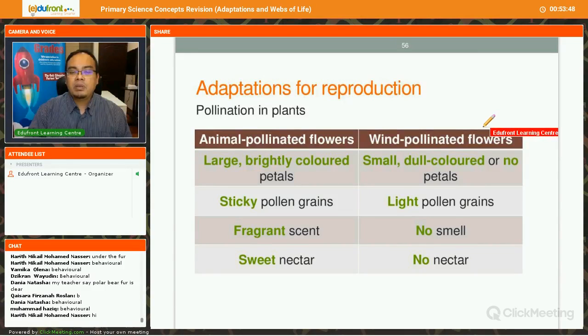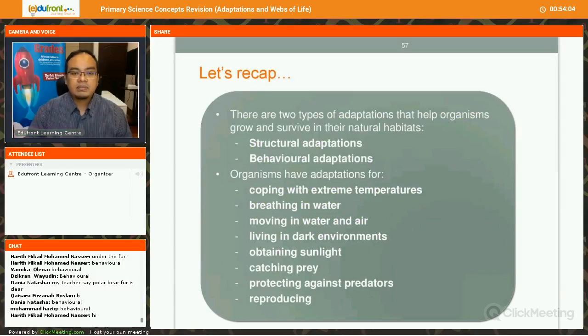Likewise, plants which are pollinated by wind have small, dull colors or no petals, very light pollen grains, and no smell or no nectar. So this enables them to be pollinated very easily and to reproduce. Okay, so let's recap. There are two types of adaptation. Number one, structural adaptation. Number two, behavioral adaptation.